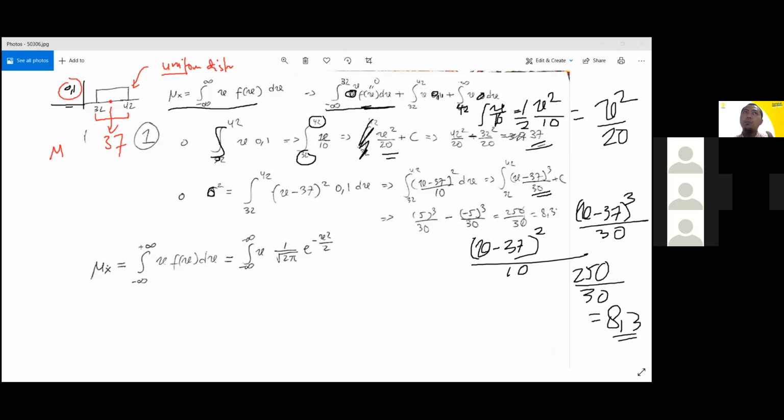And in general, how to compute the mean is like this.